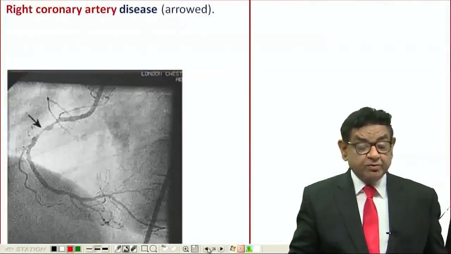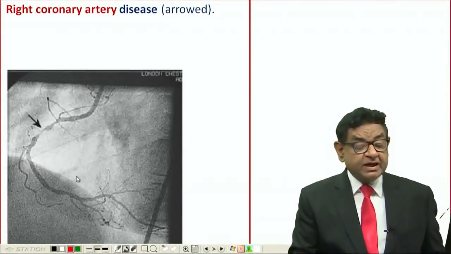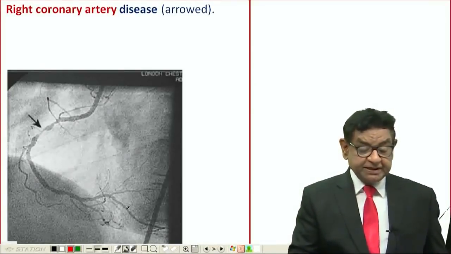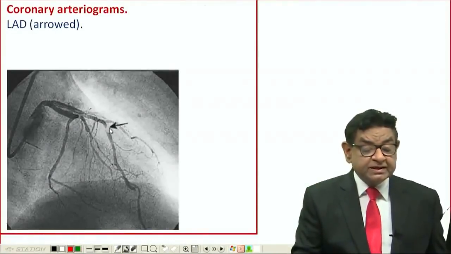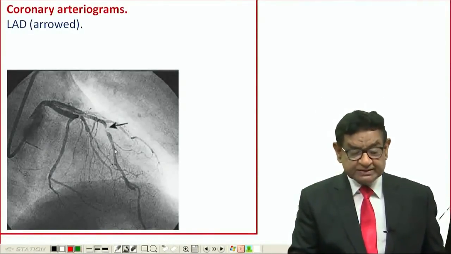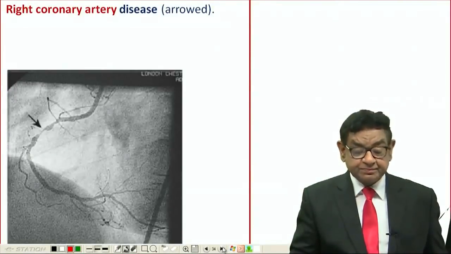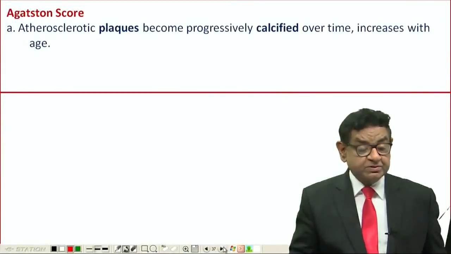So now if I have to go by this, I think there is some flow of blood, so this will be stage 2. And about this also, I think it's a little bit of flow, maybe stage 1 or stage 2. Some little bit of flow is there. So I hope you are clear about the TIMI grading system also.